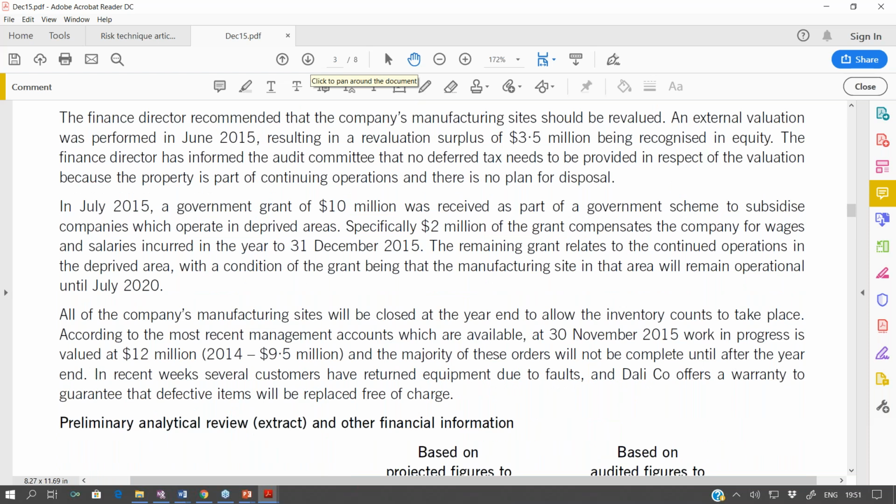Let's tell you how to write this. Can we see the first value? Revaluation surplus of $3.5 million recognized in equity. The finance director recommended that the company's manufacturing site should be revalued. An external valuation was performed, resulting in a revaluation surplus of $3.5 million. Stop here and we'll read after. So, what is the problem here? What is the accounting treatment here? Revaluation.